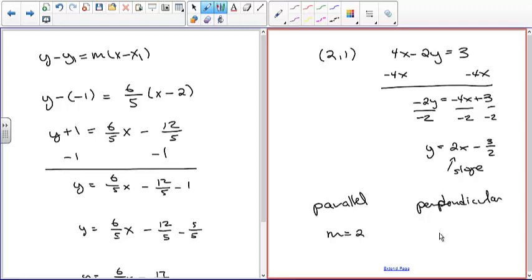Any line that's parallel has a slope of 2, and any line that's perpendicular has a slope which is the negative reciprocal. So the reciprocal of a whole number is just the fraction. So I rewrite this as 2 divided by 1. So the reciprocal is 1 divided by 2. And because this is positive, this is negative.